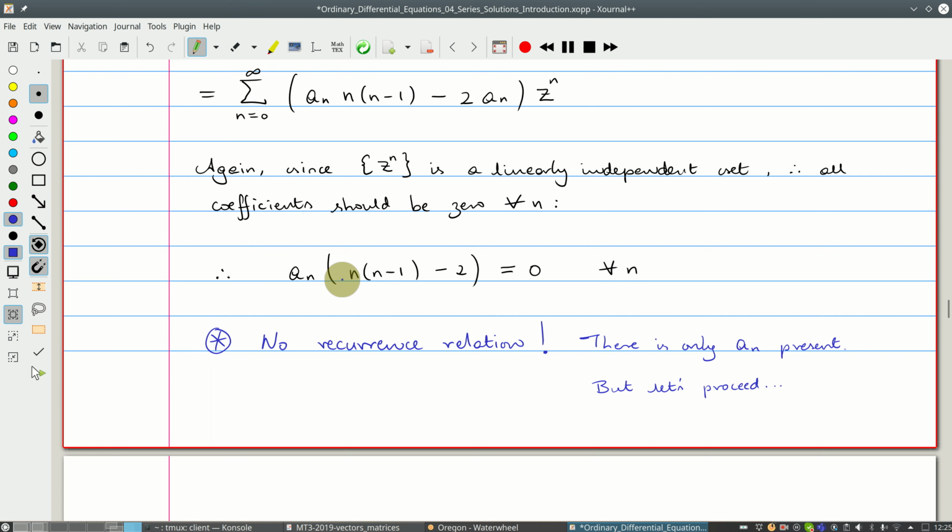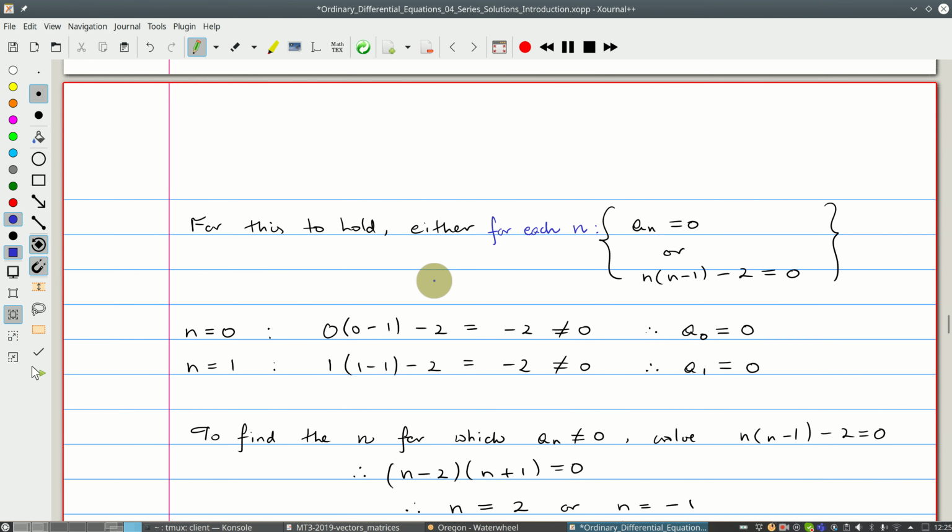And this thing must be 0 for all n. Now how can it be 0 for all n? Well, for a given n, either a_n is 0 or this term in the brackets is 0, right? That's the only way this can be 0 for all n. So for each n, either a_n is 0 or n(n minus 1) minus 2 is 0. So let's have a look. If I put n equal to 0, well, 0 times 0 minus 1 minus 2 is minus 2. This is not equal to 0. That means a_0 is 0.